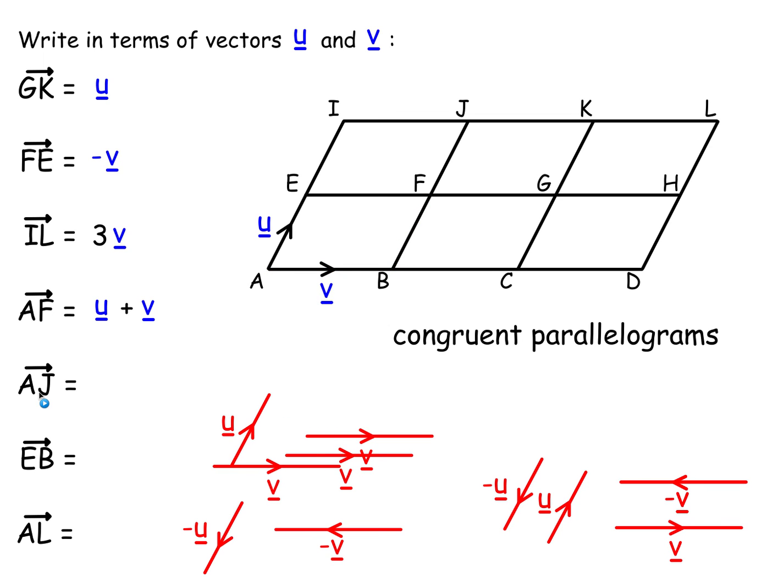Next one says A to J. So there's vector U. Here's vector U again. That's 2 of them. And then a vector V, and I've gone from A to J. It's 2U plus V. Again, it would be the same answer regardless of the route. There's V plus 2U, which is the same thing.